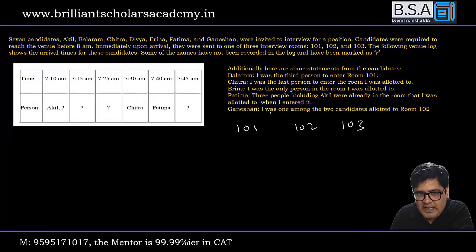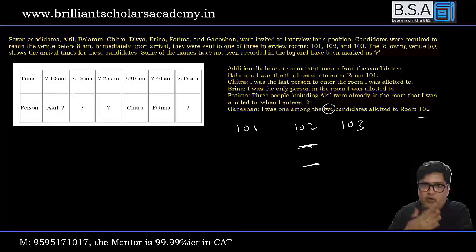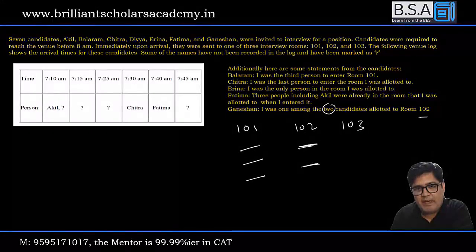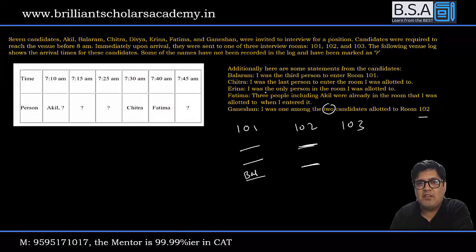Here, Ganeshan says there were 2 candidates. I was one of the 2 candidates who were going to room 102. Ganeshan was one of the 2. It does not say Ganeshan was last or first. I do not know. Balram says I was the third person to enter 101. So there are 2 people. Definitely Balram is the third one. Chitra says I was the last person to the room I was allotted to. I do not know which room that is. I do not know this.